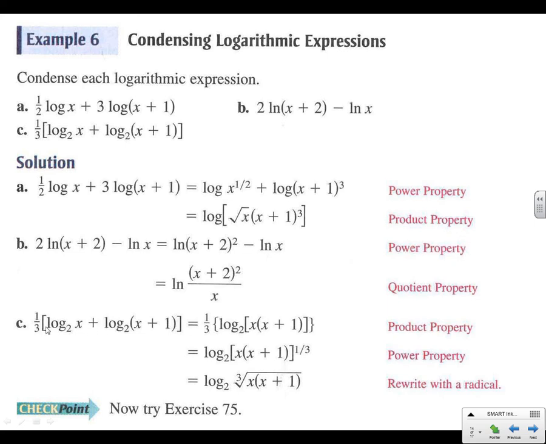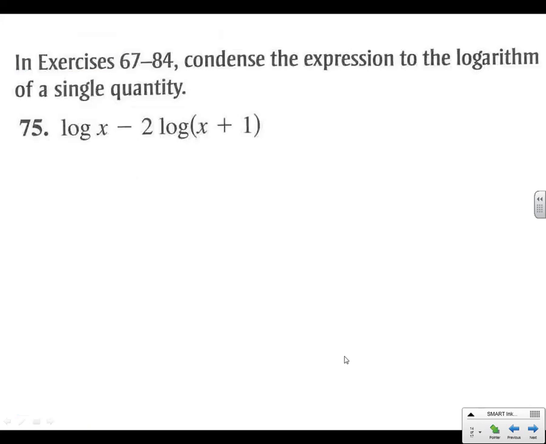All right, the last one here. The 1/3 is on the outside, so we'll deal with that last after we've dealt with this. It's a plus, so we can combine them. Log base 2 of x times x plus 1. And then, since now we have a single log, we'll bring the 1/3 all the way up to the top. We could rewrite it using the cube root symbol if we wanted to. It'd be fine if we left it just like this as well. See if you can combine this into a single quantity for problem 75.